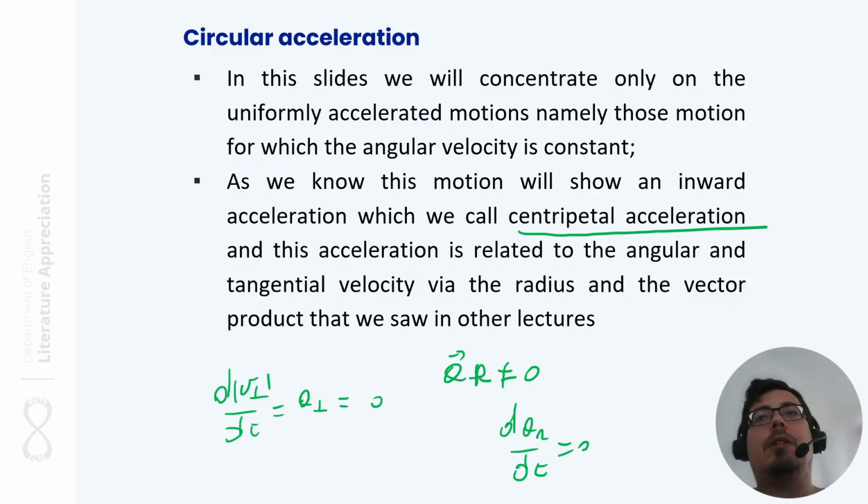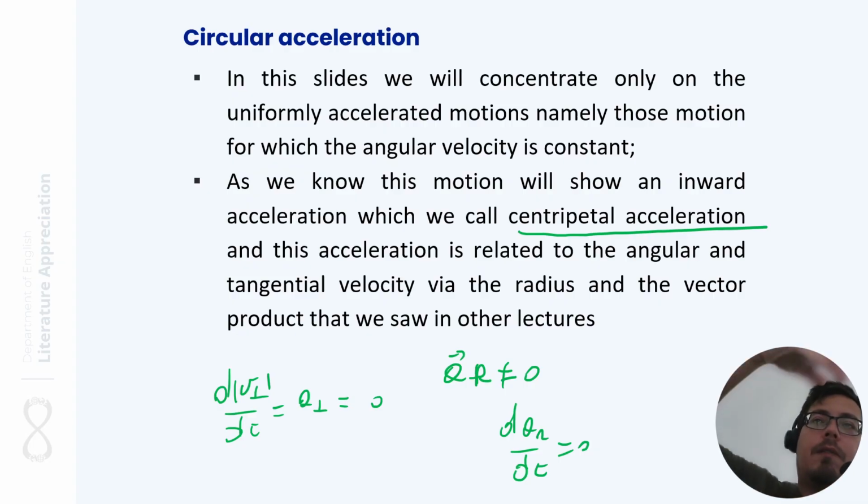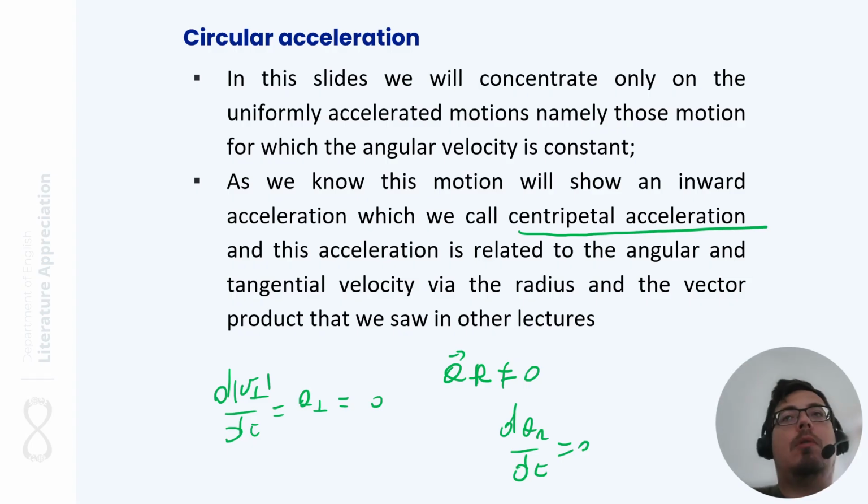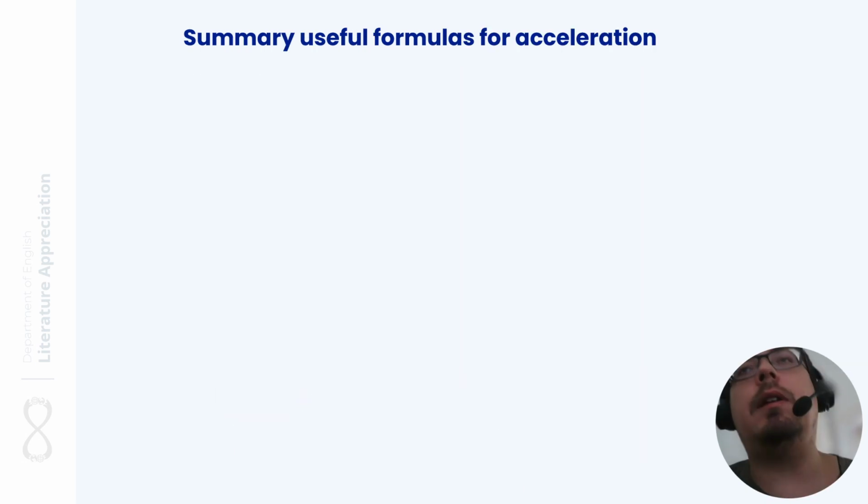Without this acceleration, which is caused by a force, usually an external force, it could be the tension of a rope, it could be the pull of gravity of the Earth, this acceleration that keeps changing the velocity at each time will make the motion circular, and if it's constant, it's a uniform circular motion, as we said. And I think with this we have finished the lesson.